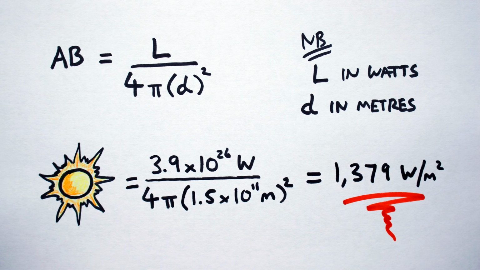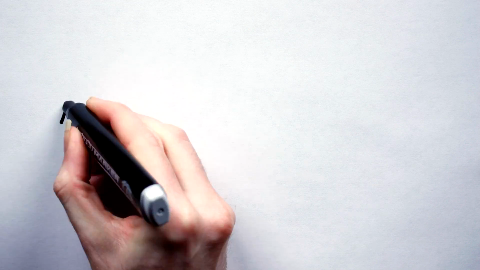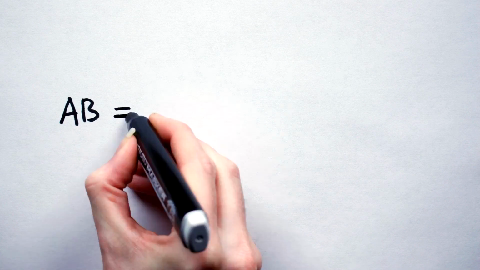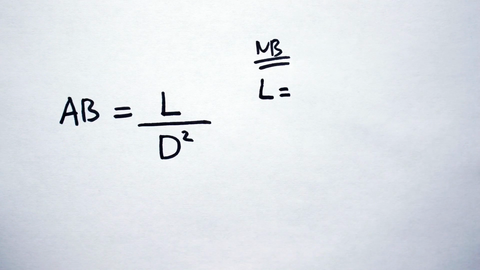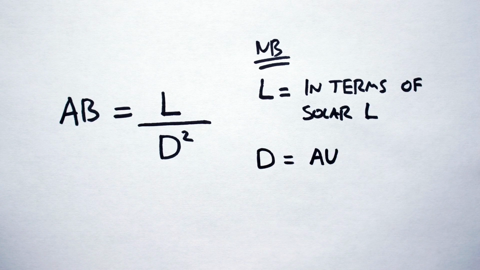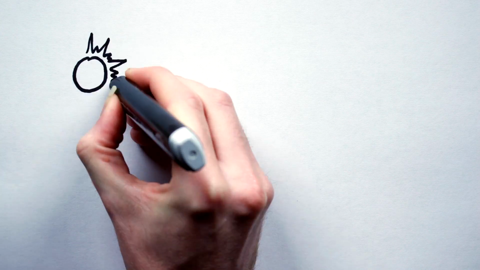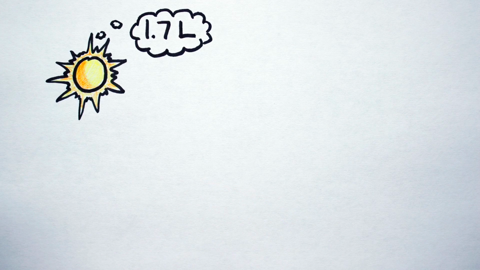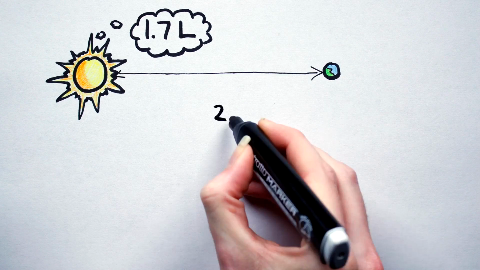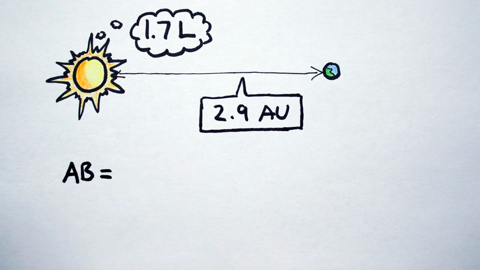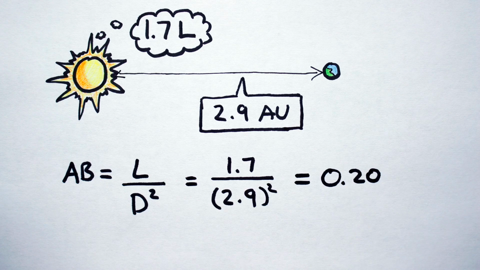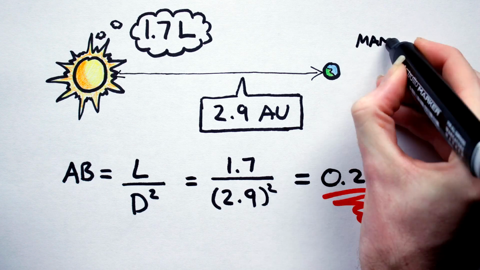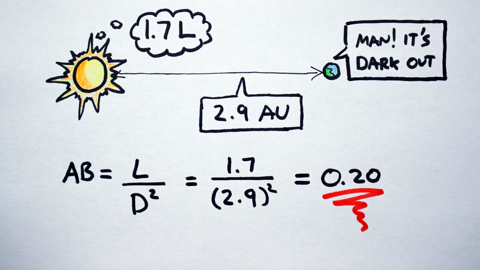Which is seriously cool, but perhaps a more useful world-building equation would be the quick comparison equation: AB, the apparent brightness, is equal to L, the luminosity relative to Sol, divided by D, the distance between the star and the planet in AU, squared. So say I have a star and it's 1.7 times as luminous as our sun, and say a planet orbits this star at a distance of 2.9 AU. Run the numbers and you'll find that daylight on this planet will be roughly 0.2 times as bright as the daylight we experience here on Earth.